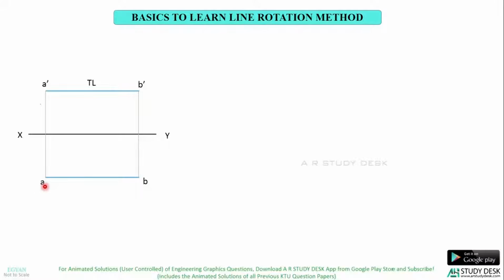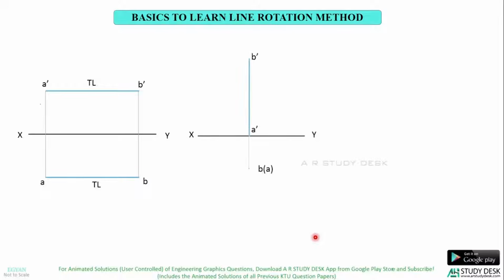Now, is this top view the true length of the line? What is the condition to get the true length of the line? The line should be parallel to HP. To check whether the line is parallel to HP, in which view should you look at? The front view. Yes, the front view is parallel to XY line, which means the line is parallel to HP, so that in the top view you'll get the true length.